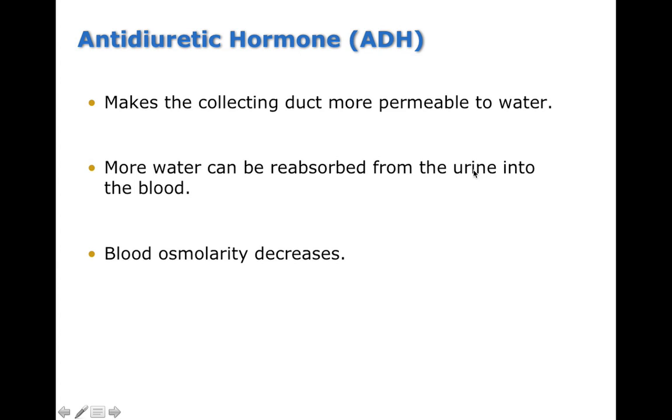It's more correct to say from filtrate into blood, because filtrate is what you find in the nephron and the collecting duct. Once that fluid enters the calyces of your kidney, then it's technically urine and it can't be modified any further. But it's the same fluid that will become urine later. Now, the blood osmolarity decreases when you reabsorb water because your blood becomes less salty when it's more diluted.